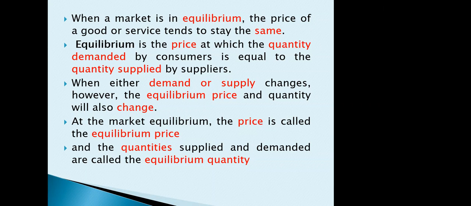Equilibrium is the price at which quantity demanded by consumers is equal to quantity supplied by suppliers. यानी quantity supplied और quantity demand अगर equal है तो उस point को equilibrium point बोलते हैं. When either demand or supply changes, however, equilibrium price and quantity also change. जैसे demand and supply change होगा उसके हिसाब से equilibrium prices भी हम change कर सकते हैं. At the market equilibrium, the price is called the equilibrium price and the quantity is called the equilibrium quantity.